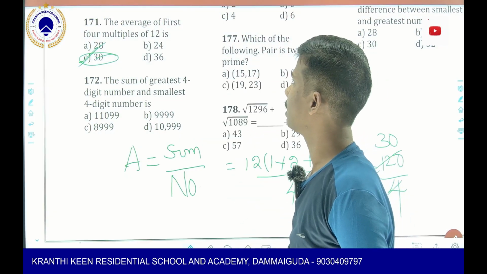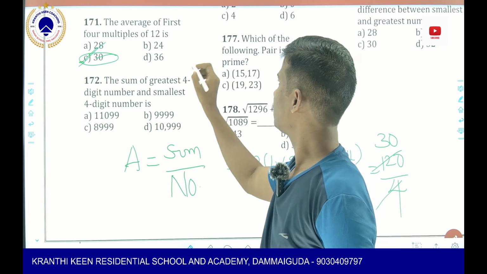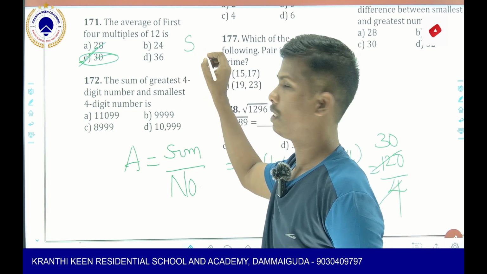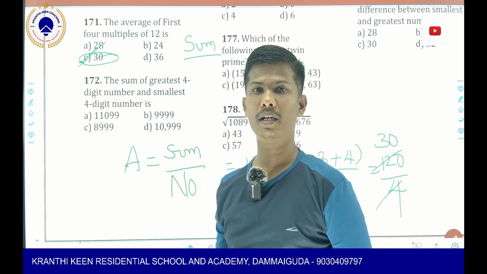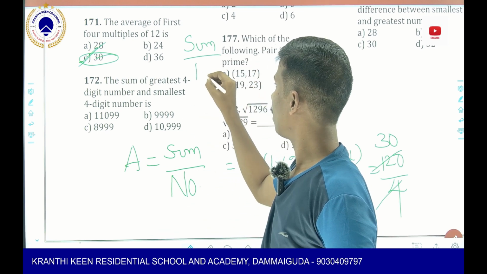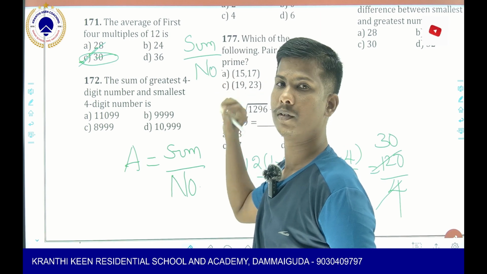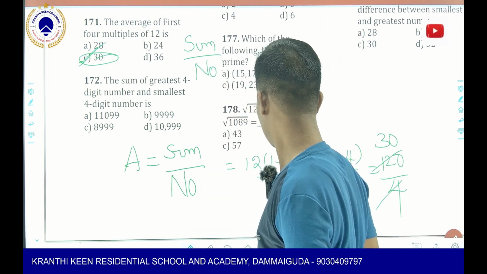And see, what is important here is that for average, first you have to do the sum. Okay, first you have to do the sum. That means you have to add. And in the denominator, you have to write how many numbers we have added. Okay, then you will get the answer for this question.